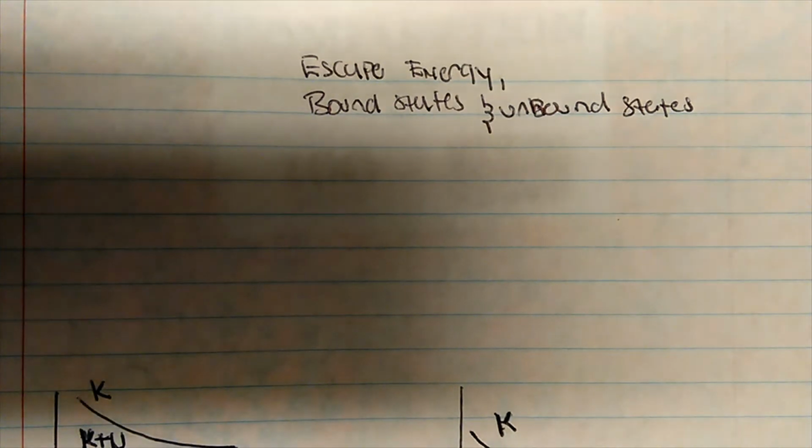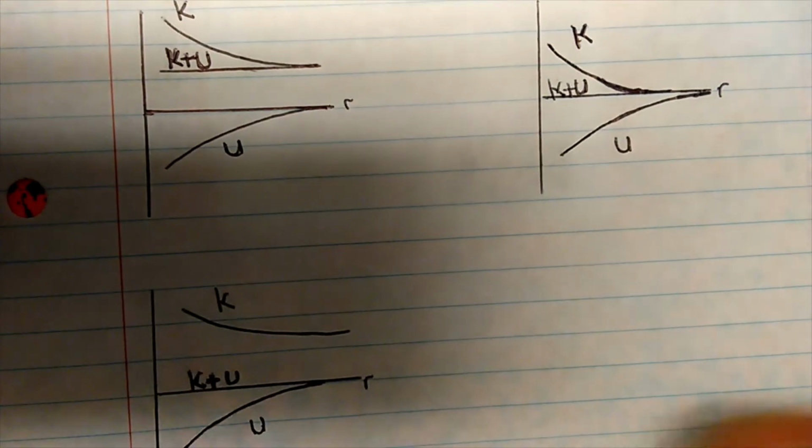So in this video, let's talk about escape energy, bound states, unbound states, and how to read K plus U graphs and determine if they're correct. Let me ask you a question. I have three K plus U graphs here, and I want to figure out which one goes with which.